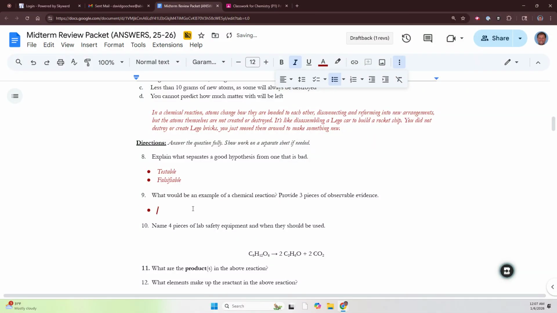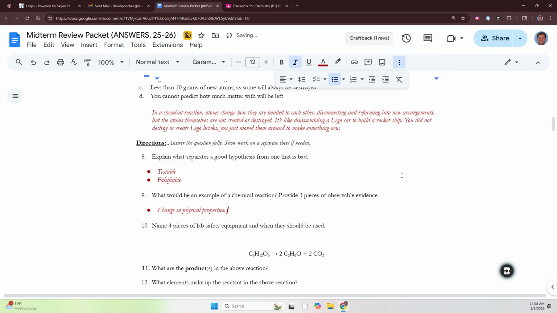All right, so what would be an example of a chemical reaction? Well, a chemical reaction is anything where atoms disconnect and reconnect to form something new. But you can't see atoms doing that directly, so you need to look for alternative pieces of evidence. So I'm actually going to go backwards. I'm going to give you some pieces of evidence that demonstrate a chemical reaction is occurring, and then we'll think of an example. All right, so the first piece of evidence is a change in physical properties.